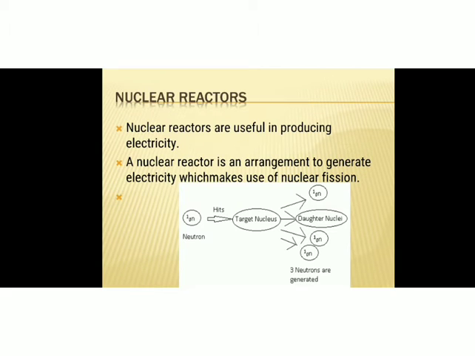Now, we can discuss nuclear reactors, as a controlled chain reaction is applied in a nuclear reactor. Nuclear reactors are useful in producing electricity. A nuclear reactor is an arrangement to generate electricity which makes use of controlled nuclear fission reaction. This is the pictorial representation of a fission reaction. When a neutron hits the target nucleus, two daughter nuclei, and along with the daughter nuclei, three neutrons are generated.